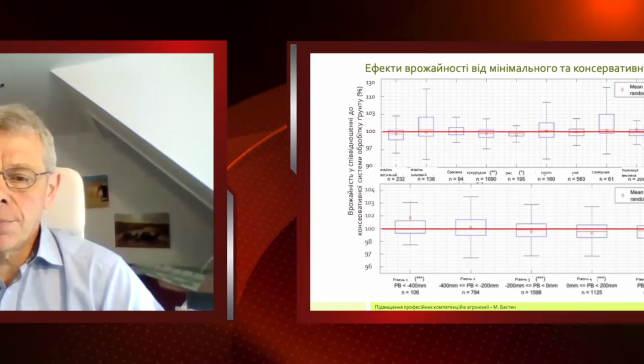And here it looks like there is a response in yield towards higher yields with conservation agriculture cultivation under dry conditions. Also, if there is a water deficit of 200 millimeters in this case, it is even positive, and it becomes somehow more negative if we have an excess of water as a total water balance.